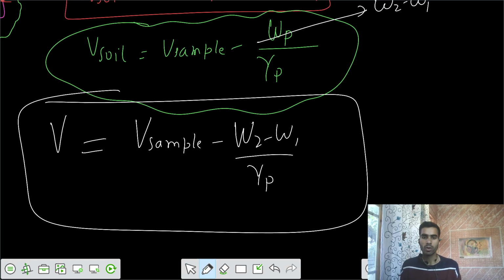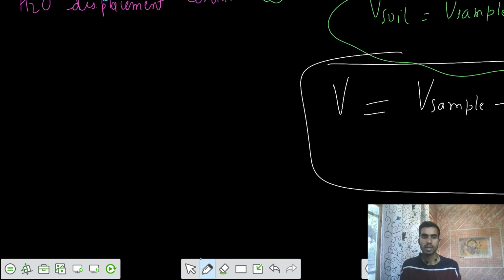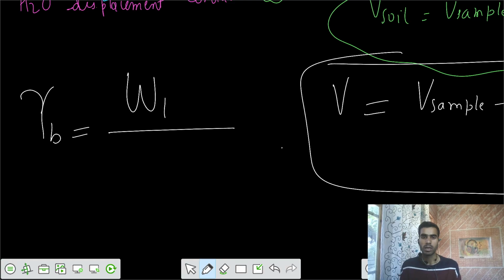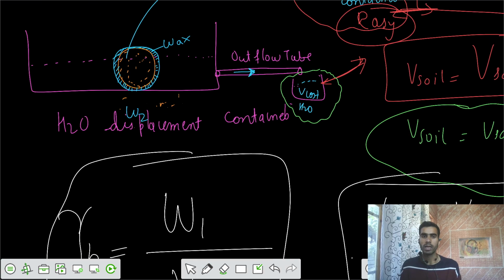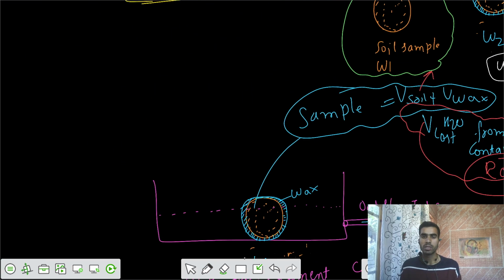So you've got this volume of soil. Now I would ask, what is the density, the bulk unit weight of the soil? That would be equal to the weight of soil divided by the volume V. This is our final equation. And finally, you can also take a representative sample.